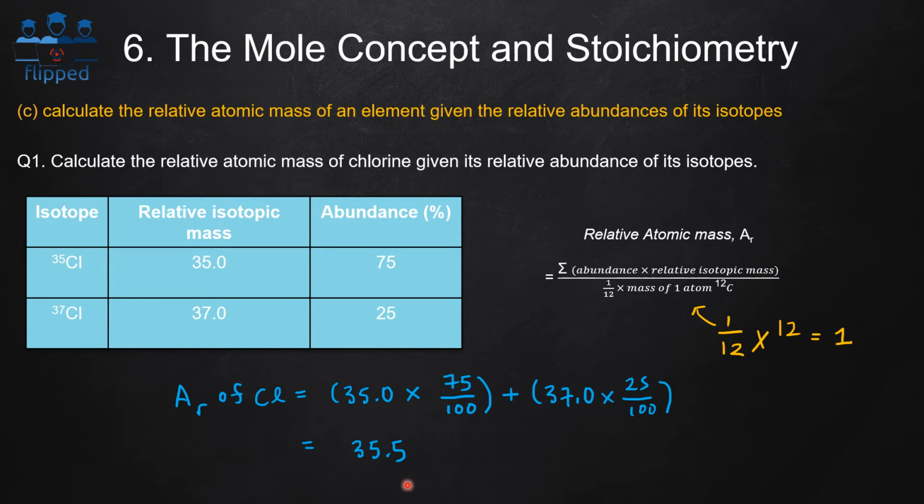And this number, if you check the periodic table, in the actual one, the A level one, you will see that this is the mass of Cl. Why? Because it's the average mass of whatever is given here, and it takes their abundance into account. And that's why this formula is so powerful, because it takes abundance into account.